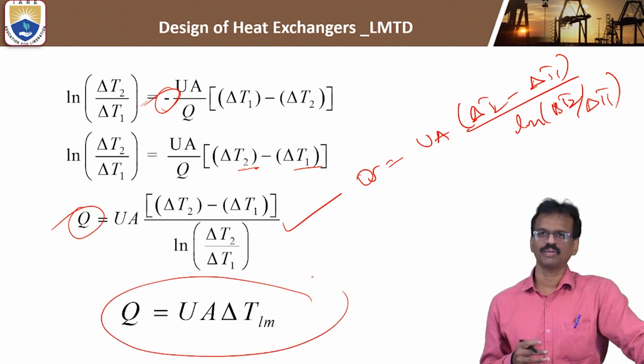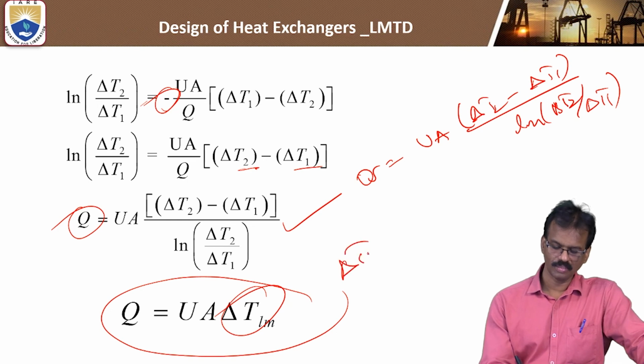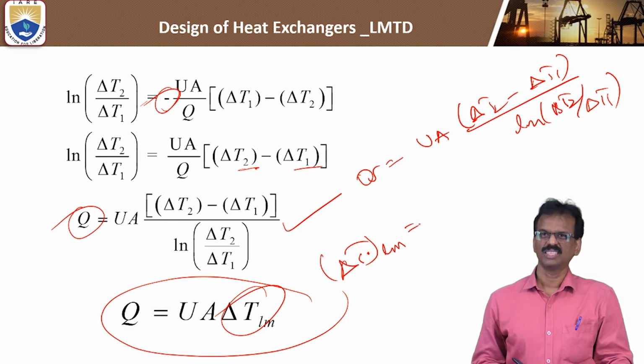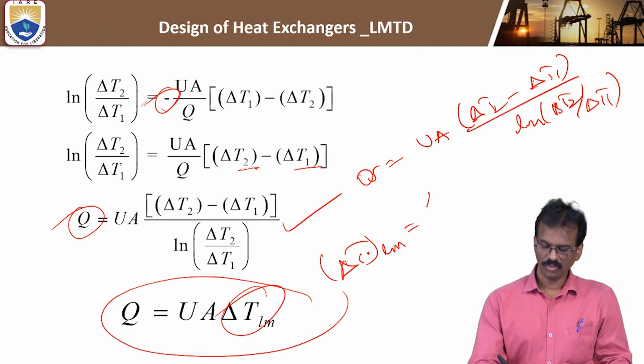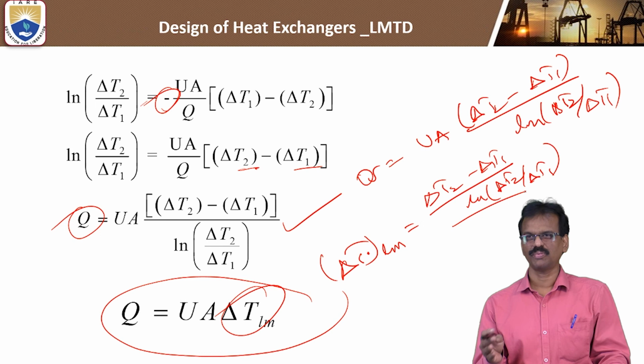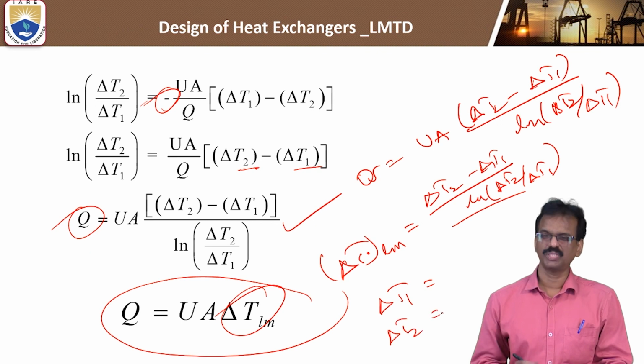Same formula for the parallel flow exchanger also. Here delta TLM is the logarithmic mean temperature for the hot fluid and cold fluid. So delta TLM is equal to delta T2 minus delta T1 by ln delta T2 by delta T1. Same formula for parallel flow, same formula for counter flow, but delta T1 and delta T2 values will change.